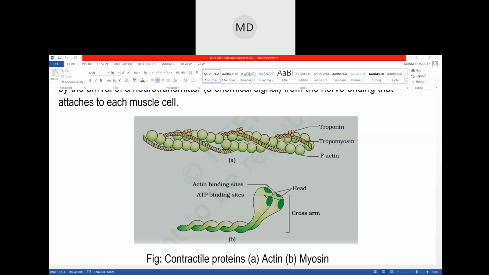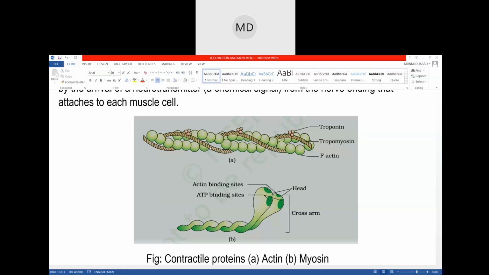And what happens when muscle contracts? For muscle contraction to take place, this head here, you can see the myosin head. This portion you can see is the head. On the myosin head there are actin binding sites, the dark colored ones. This actin will come and bind to this site. Bind means it will come and join.